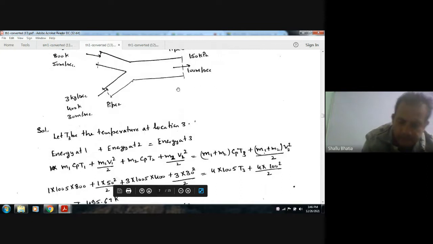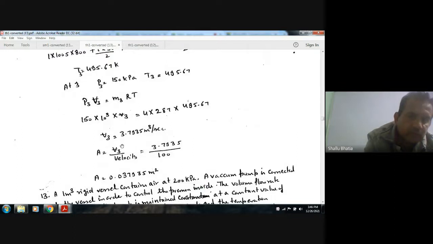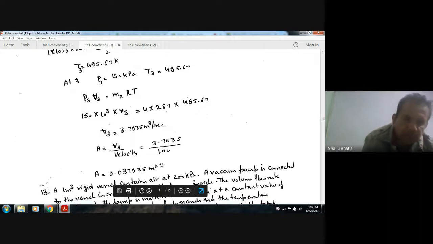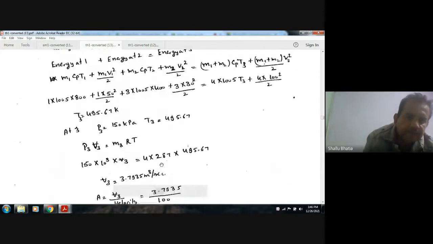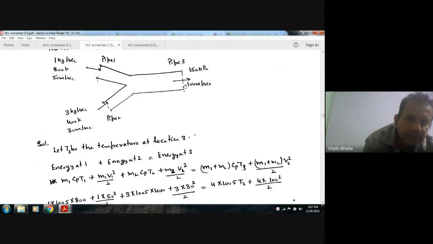So now the area is V3 by velocity. V3 is 3.7935 meter cube per second, and velocity is 100. So the area is 0.037935 meter square. You just have to combine the energy of the entering streams and equate it to the energy of the exiting stream. So this is the basic idea in this question.